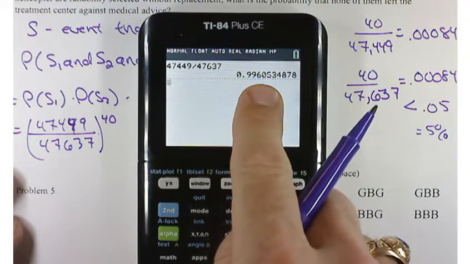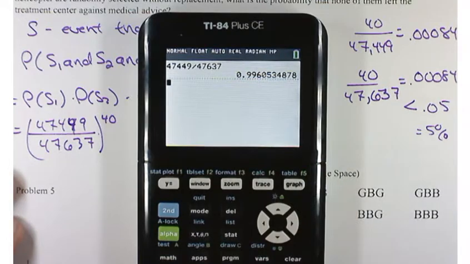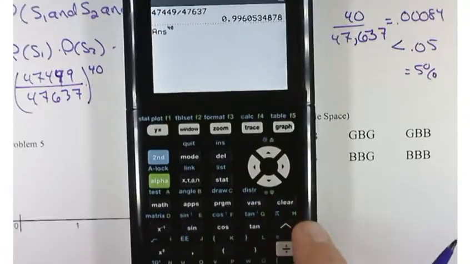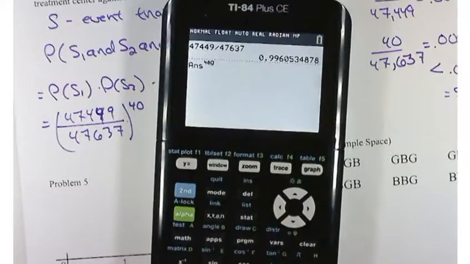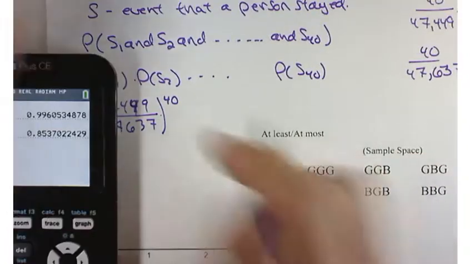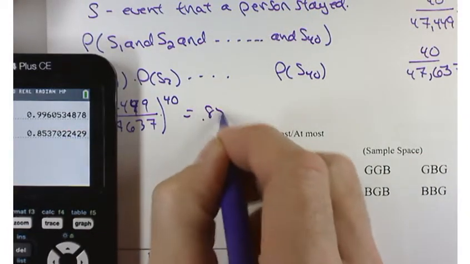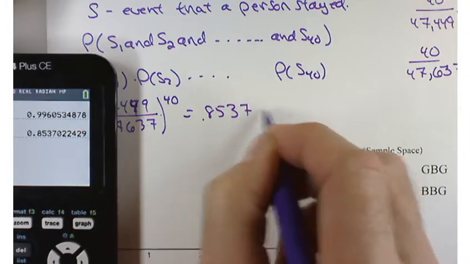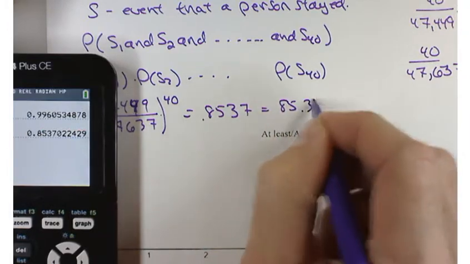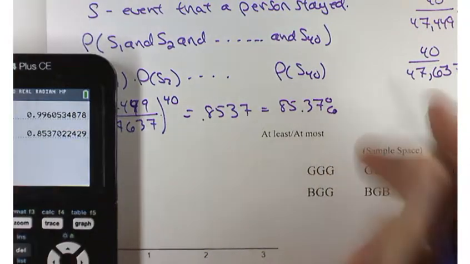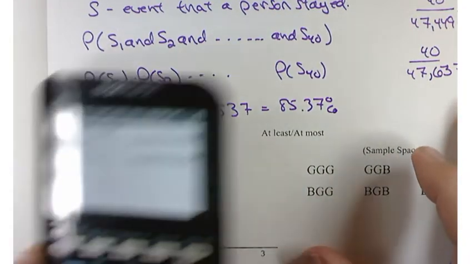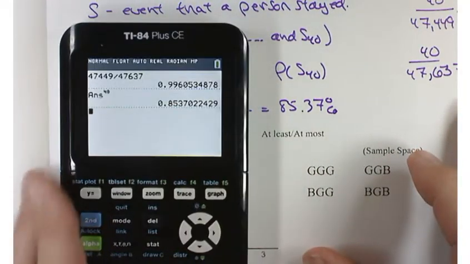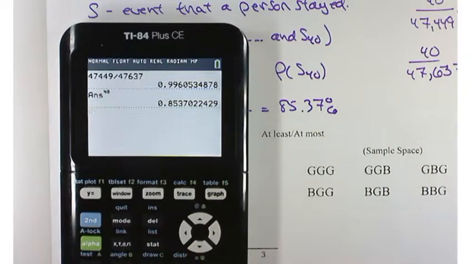So virtually everybody is staying. And if I raise that to the 40th power, so hit that little up arrow key right above the division key, raise it to the 40th power, I get my probability. So about 0.8537 or 85.37% chance that all 40 would stay. It's a nice simplifying assumption.